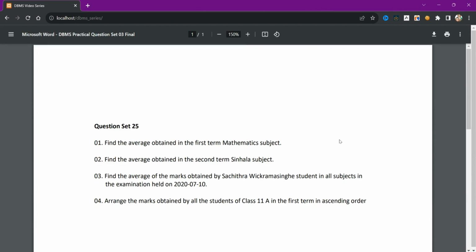There are four questions, and according to these four questions they have told us to write queries. Let's see the questions one by one. Find the average obtained in the first term mathematics subject. So in the first question, they have told us to find out the average of all the marks students got in the first term mathematics subject.